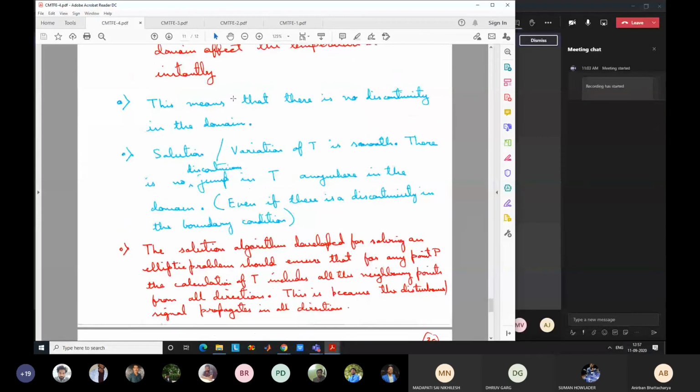And as I already described, the solution algorithm developed for solving an elliptic problem should ensure that for any point P, the calculation of the dependent variable, in this case T, includes all the neighboring points from all directions. This is important, from all directions. This is because the disturbance or signal propagates in all directions.